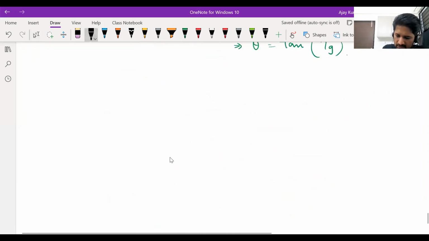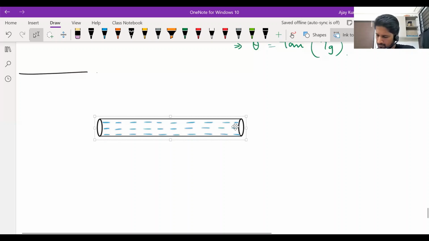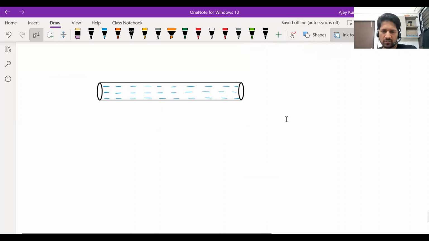Let's consider another situation now. I want you all to try to solve this. Just a moment, I'll draw a diagram. Okay. Assume there is a narrow horizontal tube like this. What I mean when I say narrow is that this height is negligible.